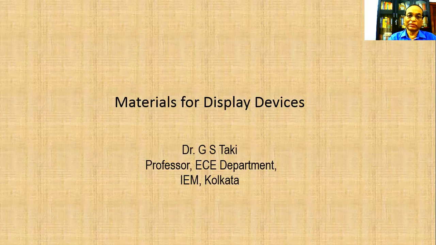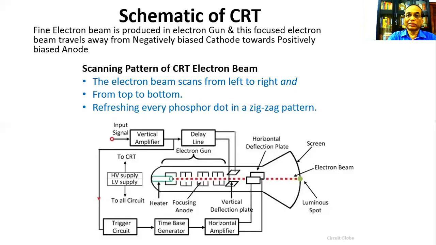Today I will discuss the materials for display devices. Here I will discuss the very basic display, the cathode ray tube. Then we'll discuss its advantages and disadvantages, its constructional features, and the materials used. All those things will be discussed.